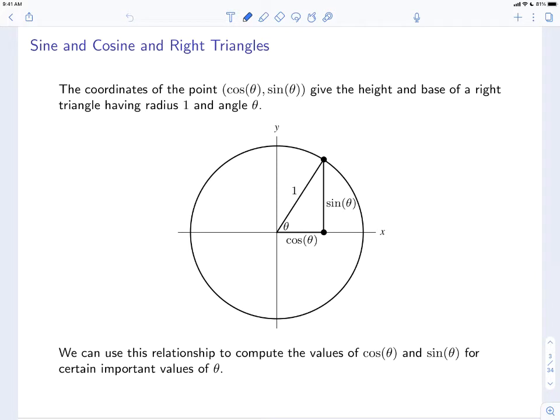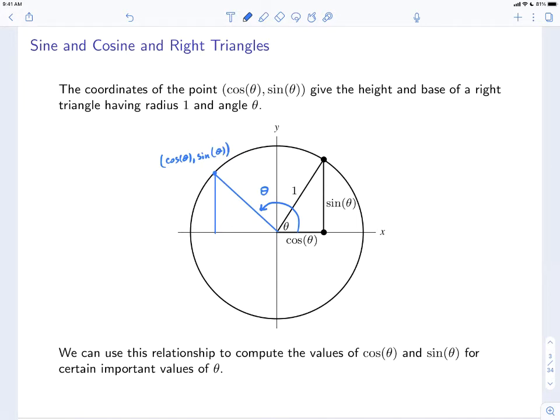We could still get the same picture, but we just have to reinterpret these values in order to get a geometrically significant object. For example, if we were in the second quadrant, we might have something like this picture. And now the angle theta would go all the way around here. So now theta is greater than 90 degrees. So in this case, the point would still have coordinates cosine theta and sine theta.